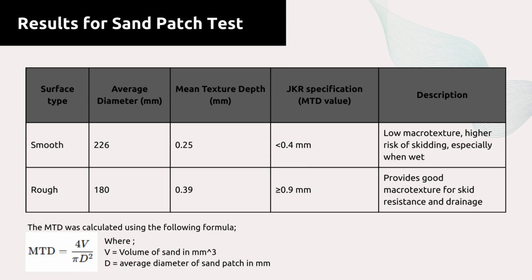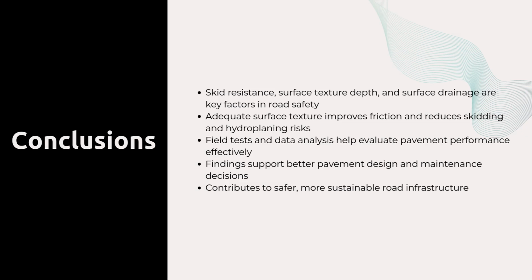In summary, skid resistance, surface texture depth, and surface drainage are key factors in road safety. Adequate surface texture improves tire road friction and helps reduce skidding and hydroplaning risk. Through field tests and data analysis, pavement performance can be evaluated effectively. Overall, the findings support better pavement design and maintenance, contributing to safer and more sustainable road infrastructure.